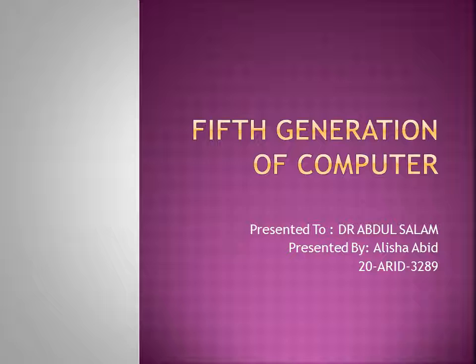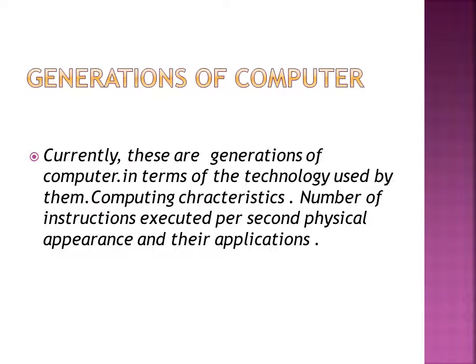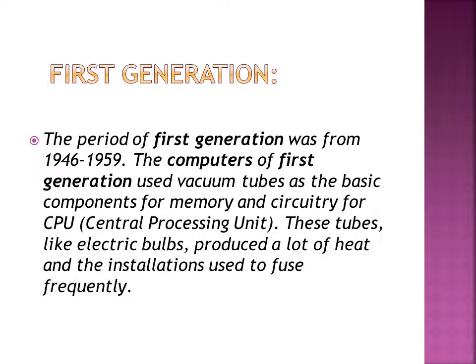Today we are going to discuss the fifth generation of computer. Generations of computer. The computer has evolved from a large-sized simple calculating machine to a smaller but much more powerful machine. The evolution of computer to the current state is defined in terms of the generation. Currently, these are generations of computer in terms of the technology used by them, computing characteristics, number of instructions executed per second, physical appearance, and their applications.